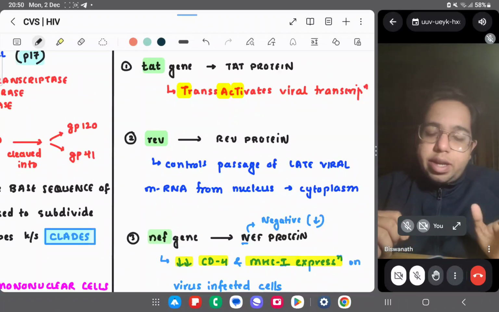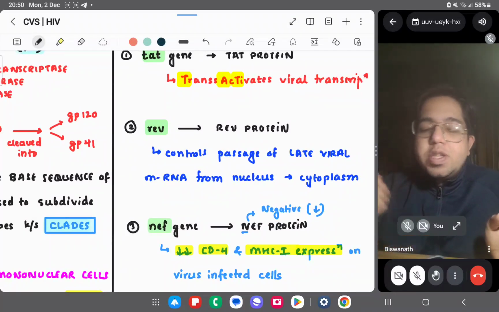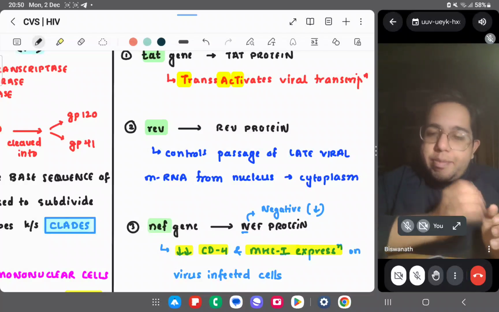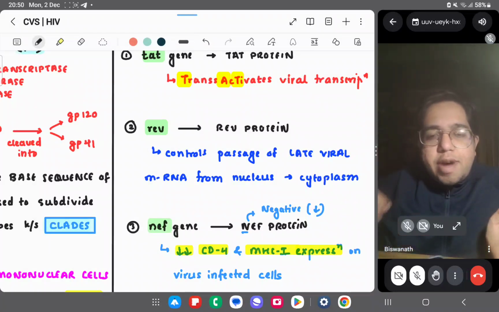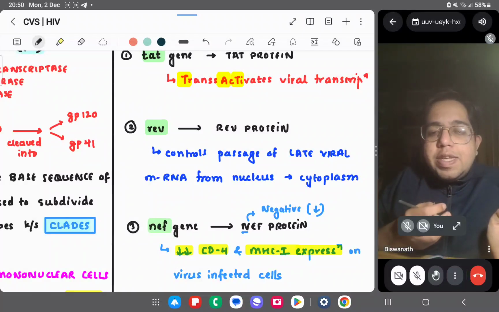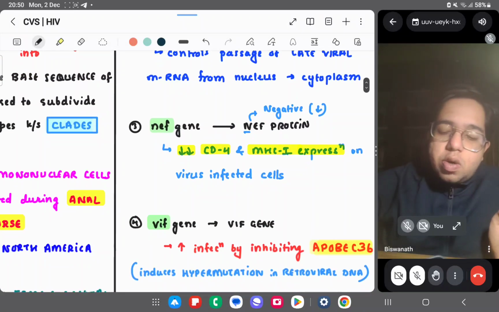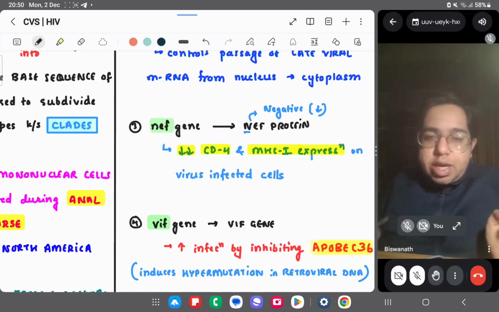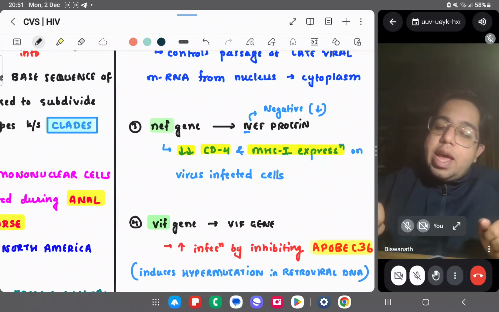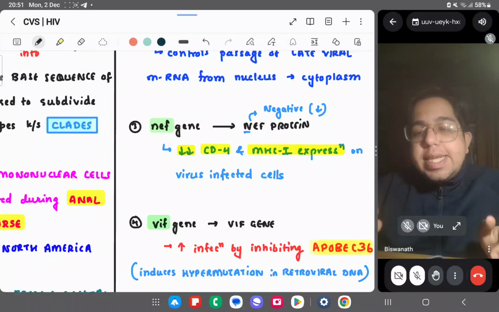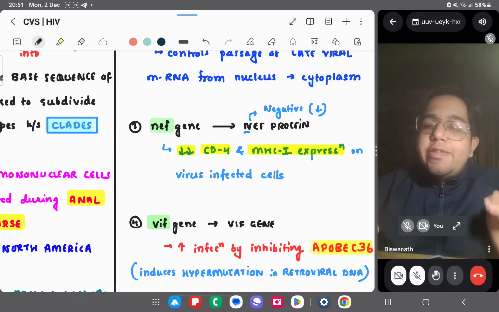Then we have REV. REV is controlling the passage of viral mRNA from nucleus to the cytoplasm. So mRNA, after it is transcribed, it will move out of the nucleus, right? So REV is basically taking it to the cytoplasm. Understood? Then we have NEF gene. It is basically coding for NEF protein. And the NEF protein is decreasing the CD4 count and the MHC1 expression on virus infected cells.